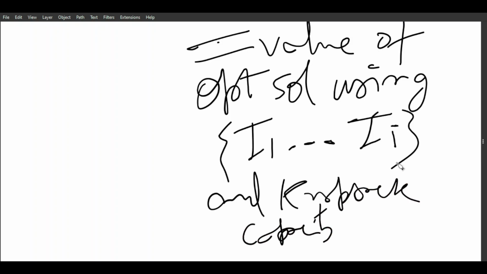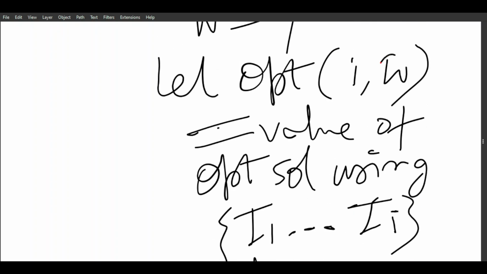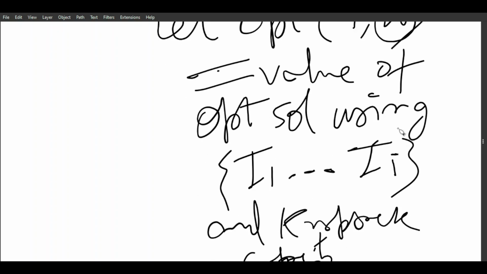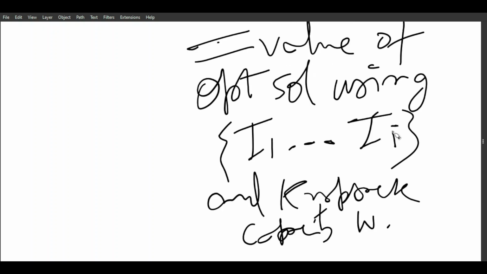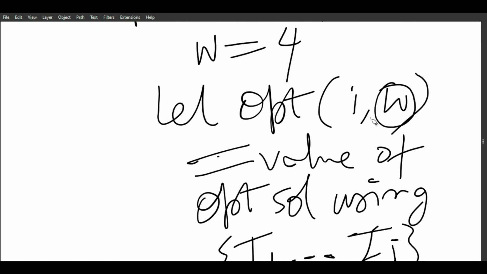So just for distinction, this is small w. This is distinct from the original capital W, small w. So this is our subproblem. So the original problem we have to compute is opt n with capital W. So now we'll see that this depends on smaller subproblems with smaller values of i and this small w.